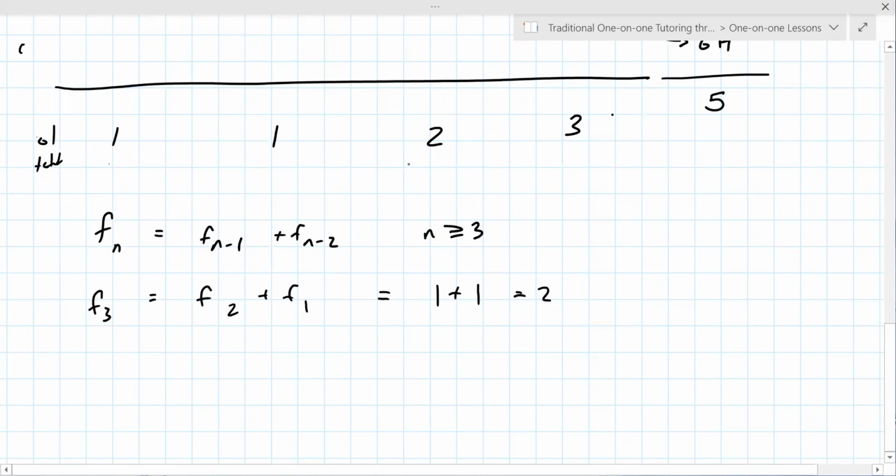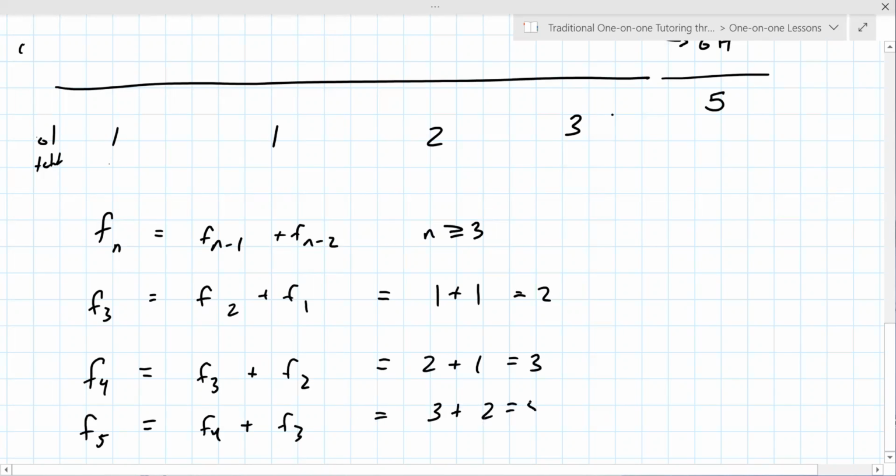Is that what F3 is? Yes. F4 is F3 plus F2, which is 2 plus 1, which is 3. Yes, that works. F5 is F4 plus F3, which equals 3 plus 2, which is 5. And these all match up.